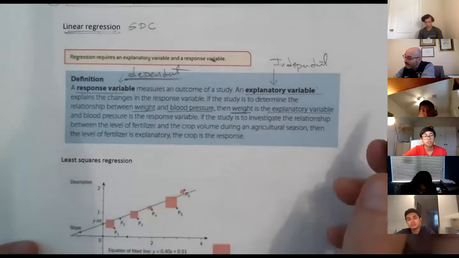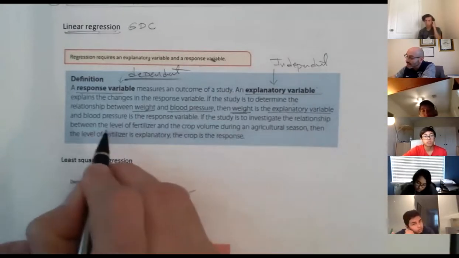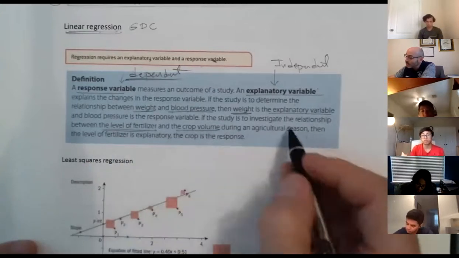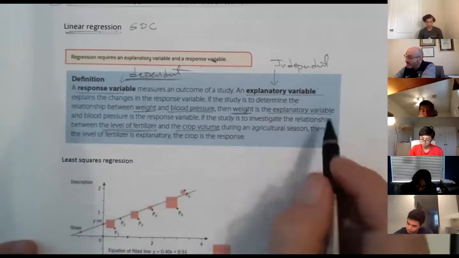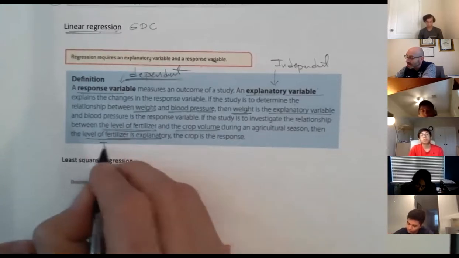Here there is another example. It says, if the study is to investigate the relationship between the level of fertilizer and the crop's volume during an agricultural season, then the level of fertilizer is the explanatory variable, that's the independent.